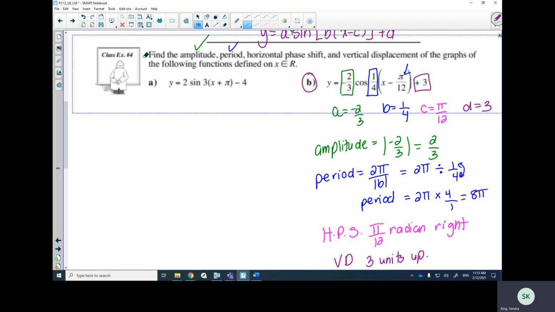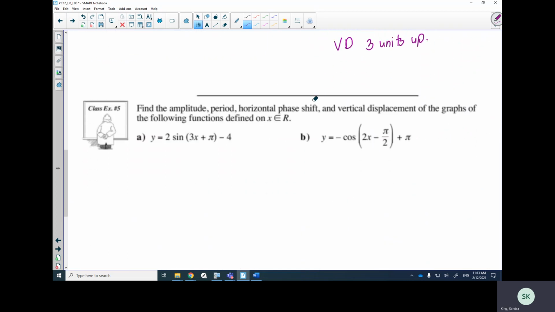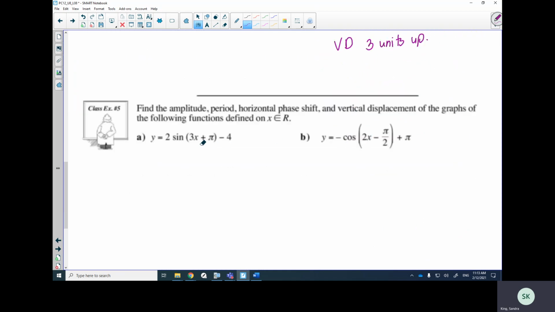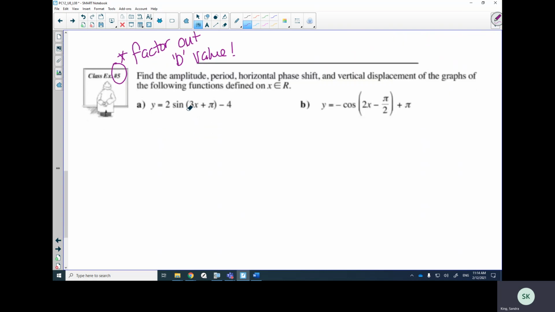Except it won't be like class example 4 because the B value has been factored out of this. Like I gave you the B value factored out, but look at class example 5. The B value has not been factored out. So for class example 5, you might want to star this and write down factor out B value. And then this would be a perfect long answer exam question. We're gonna do exactly what we did in class example 4, except the only difference is we gotta factor out that B value.